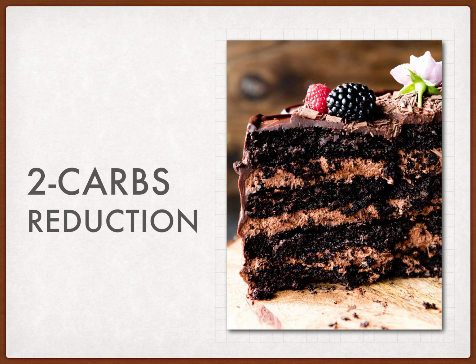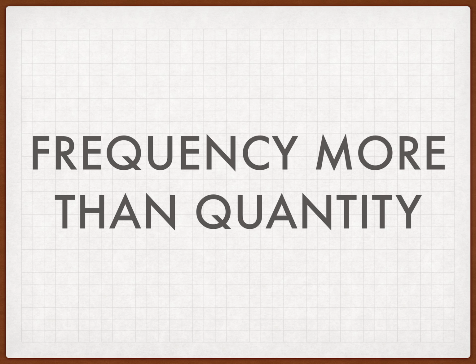The second thing is targeting the sugar source, or the carbs. This is very important and can be regarded in two ways, which are the frequency and the quantity of the carbs, but the frequency is much more important than the quantity of carbs intake.